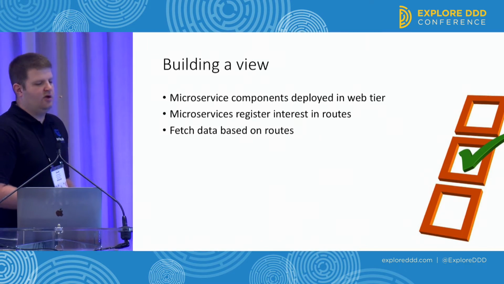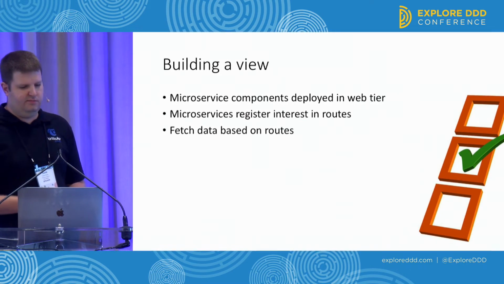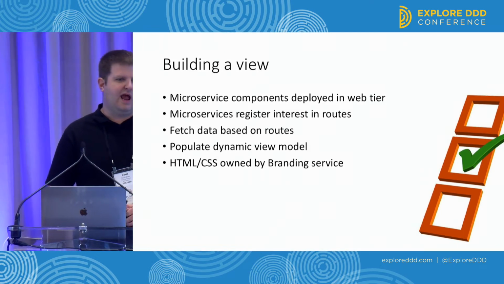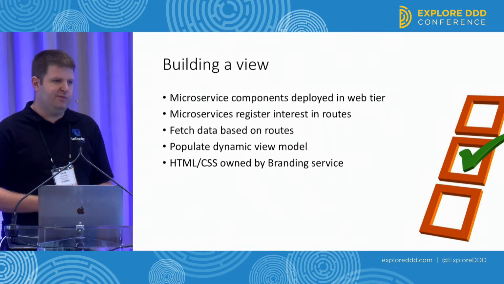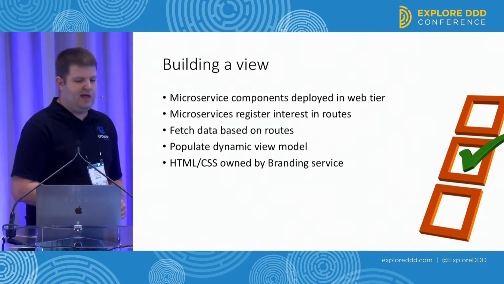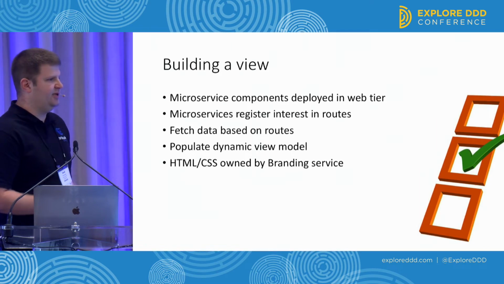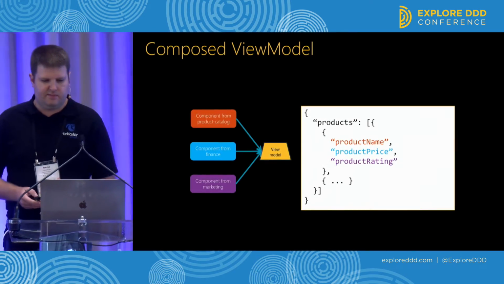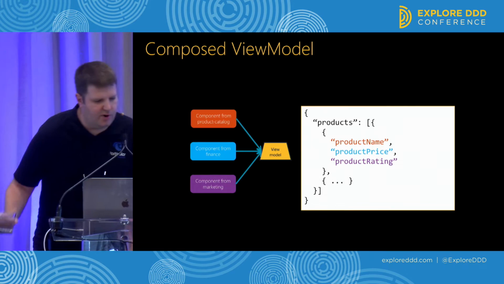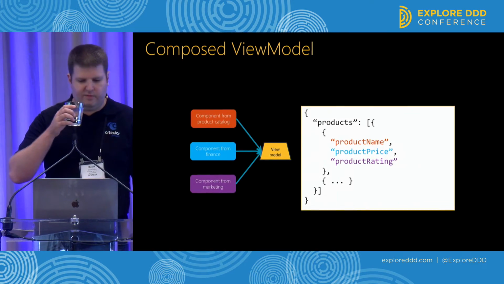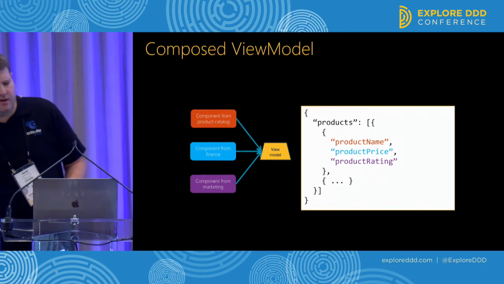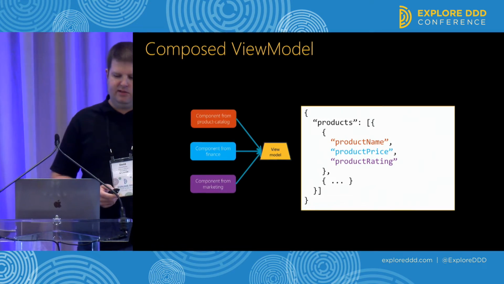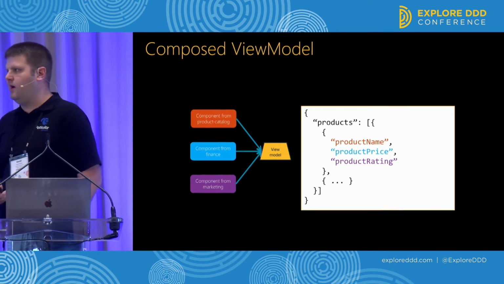The infrastructure can then call each of these microservices' ViewModel appenders, which will then fetch data based on the routes, and they can populate a dynamic view model. And then, once you have your view model, your HTML and CSS is owned by a branding service and is basically concerned with just putting the data on the page. So the composed view model looks something like this, where you've got a component from product catalog, a component from finance, and a component from marketing, all adding information to products. And you get a composed view model that has products, that's a list, and each list item contains the product name from one service, the product price from another, and the product rating from somewhere else.